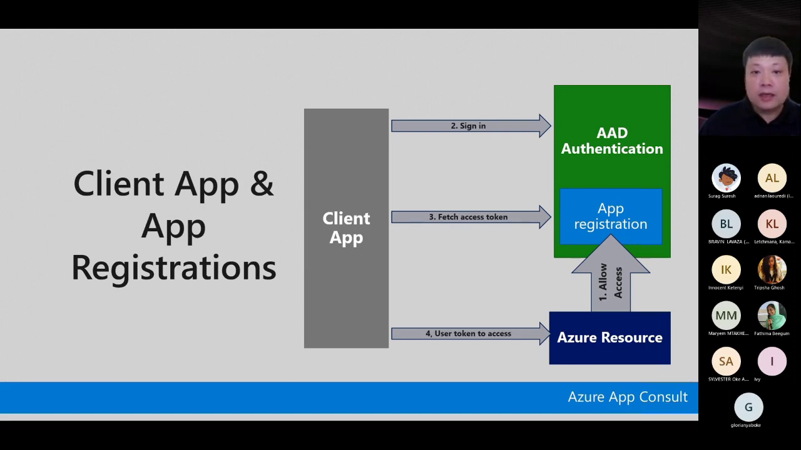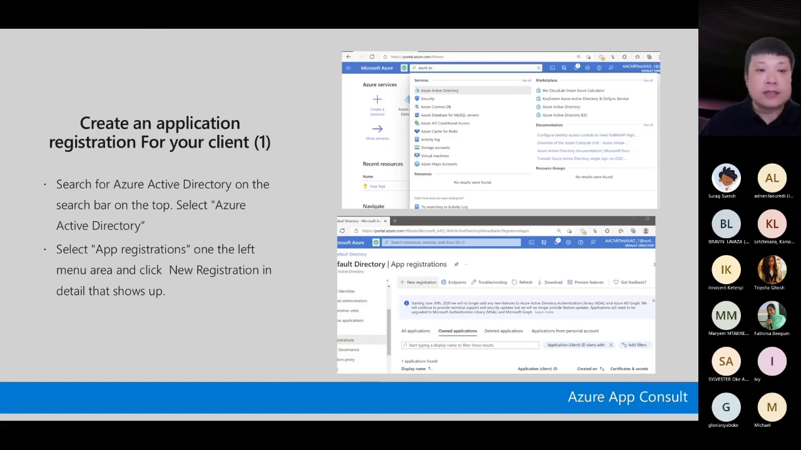The first step is signing in to AAD. AAD authentication will know who you are. And when signing in, you are asking, could I access the Azure resource here? So it asks for the application registration, because the application registration has all the details about what kind of resource this application can access. With the allowance from the Azure resource, which already gave the application registration the permission, you get the access token, and lastly the token is sent to the Azure resource, and you can get what you are asking for. So the very first step is creating that registration.